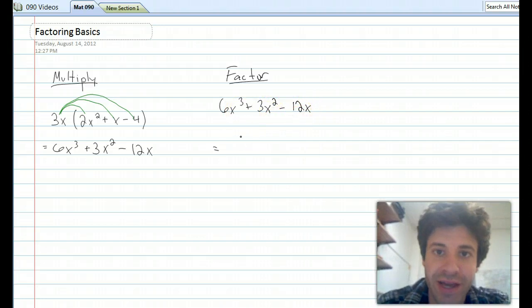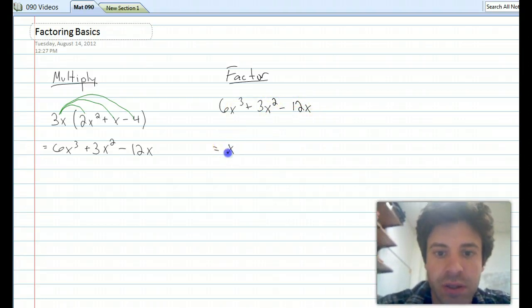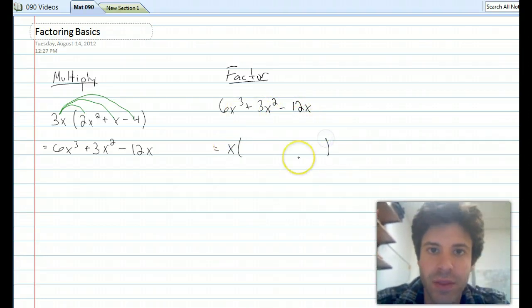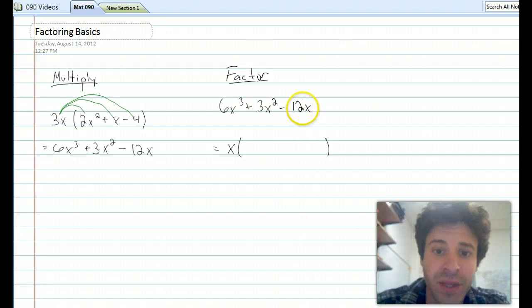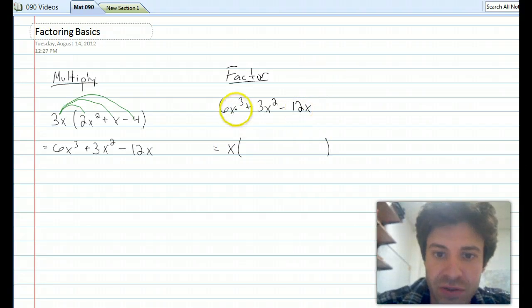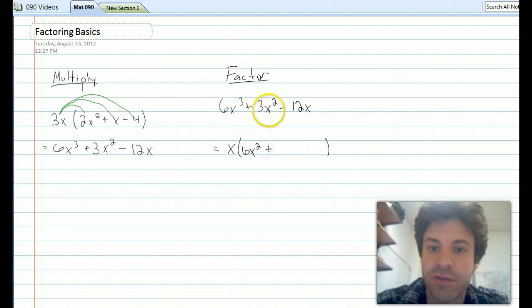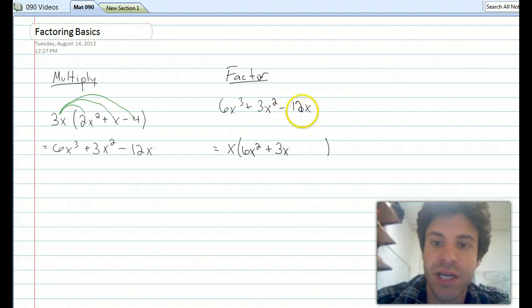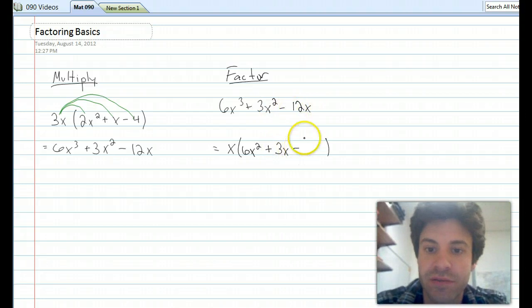The way that we factor an x out of this trinomial is we write it like this. We're going to take the x out of the parentheses and write inside the parentheses what would you multiply by x to get the thing above it. So in this case, if you took an x out of 6x cubed, you'd be left with 6x squared. If you took an x out of 3x squared, you'd be left with just 3x. And if you took an x out of minus 12x, you'd just be left with a minus 12.